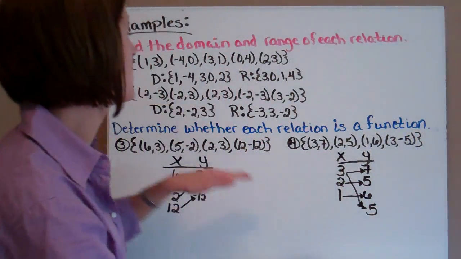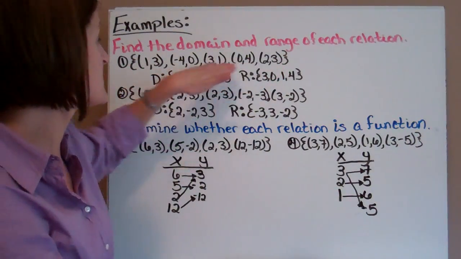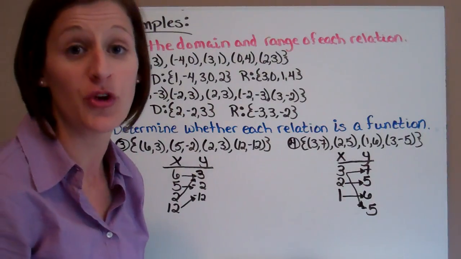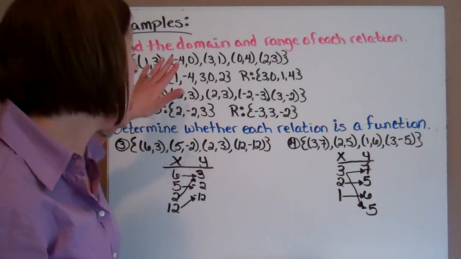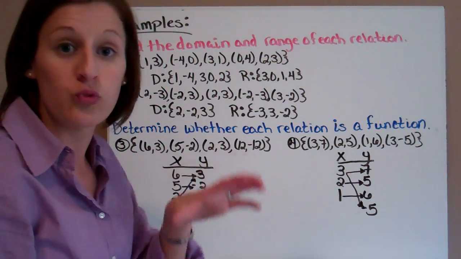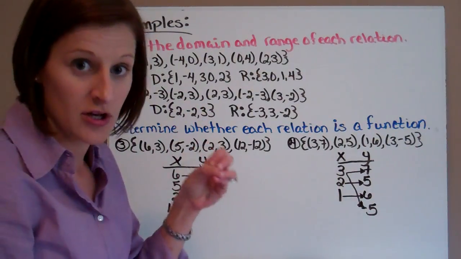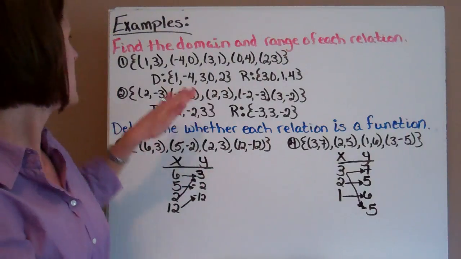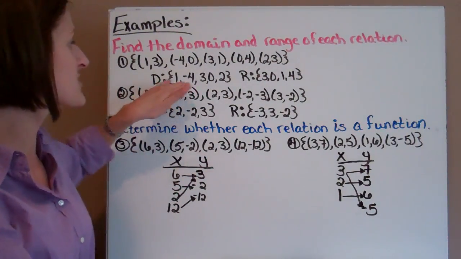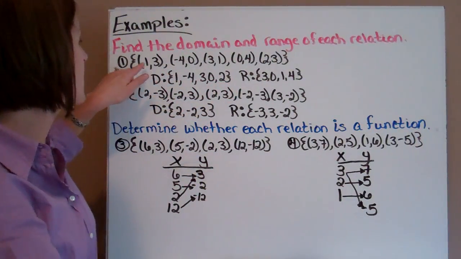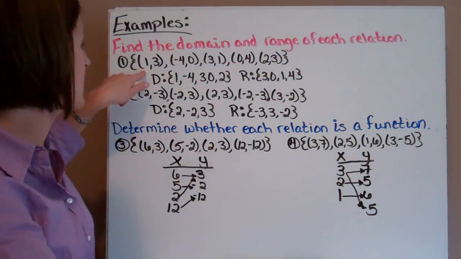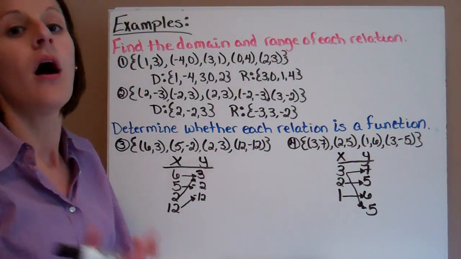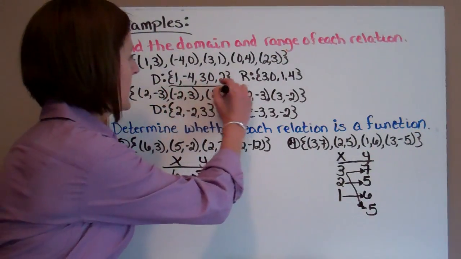So the first thing I want to do is I give you this right here, a set of ordered pairs, which is a relation, and I want to know the domain and range of it. All I'm going to do is write out the numbers that are the x values and the numbers that are the y values. That's it. So my domain for this, and of course I'm using my brackets, is going to be all the x values. So it's going to be 1, -4, 3, 0, and 2. All I have to do is write them all out right here.